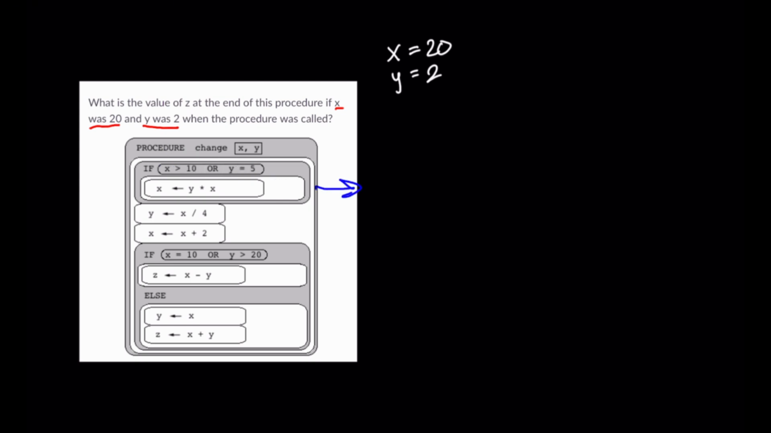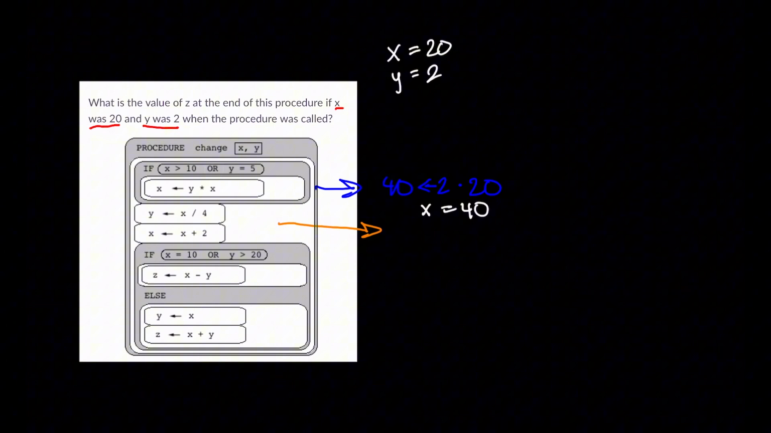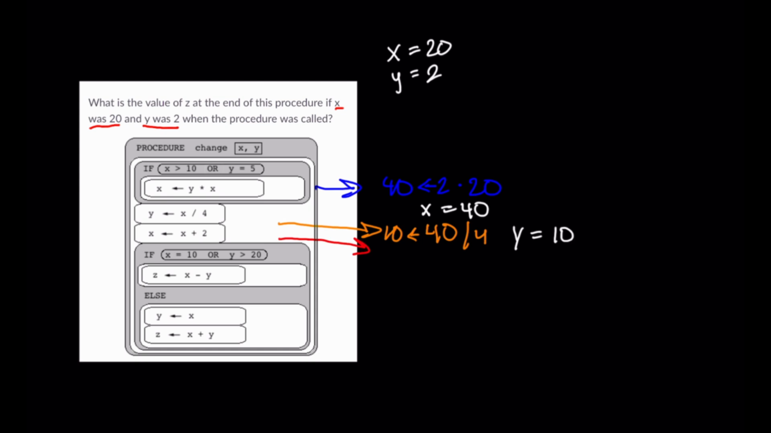So, first one would be 2 times 20, which equals 40. So now x is equal to 40. And so we want to do this. So y will now equal 40 divided by 4, which is 10. And so y is equal to 10, and then the x right there is 40 plus 2 is 42, so x now equals 42. So this is what we have now going into this if statement.